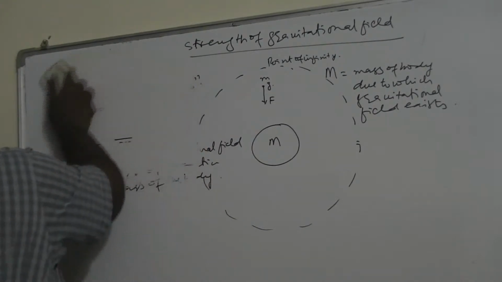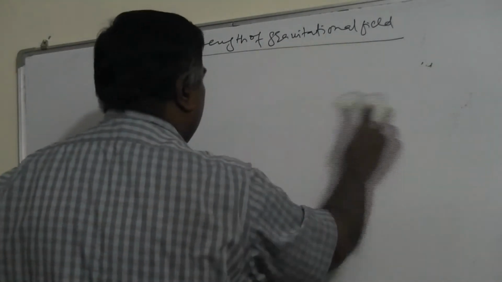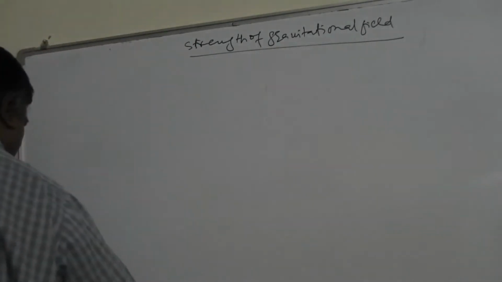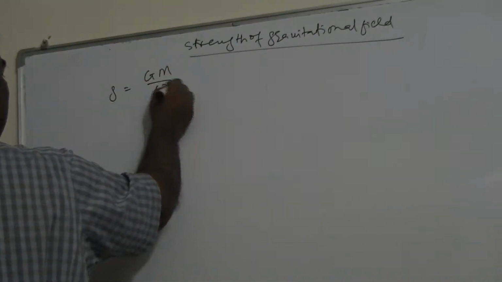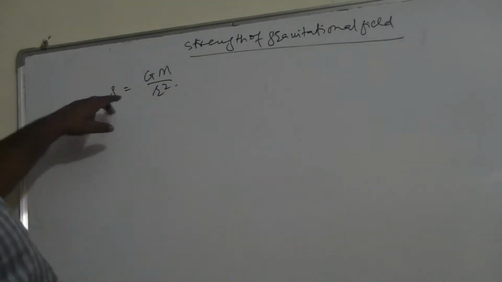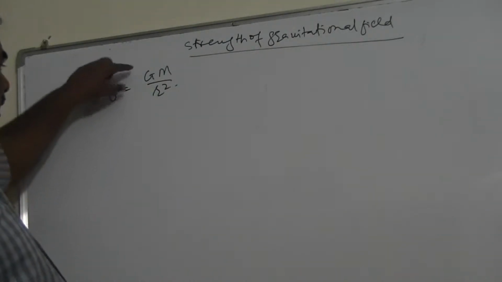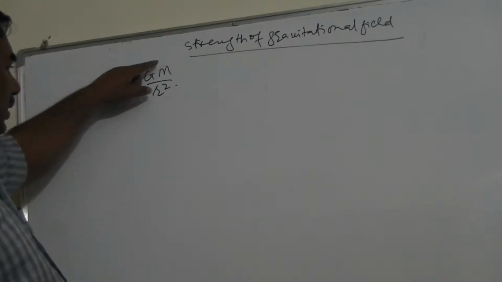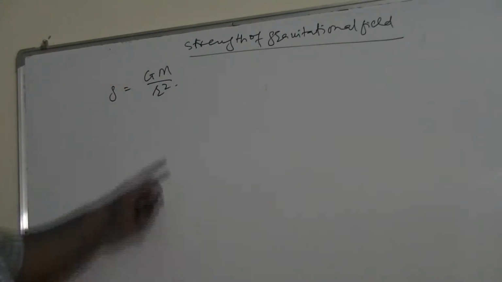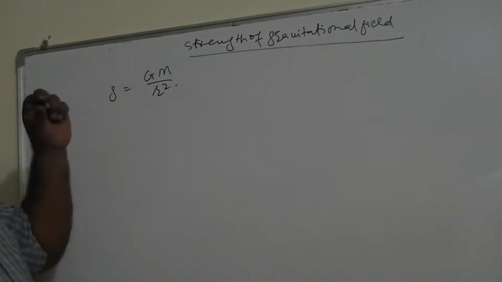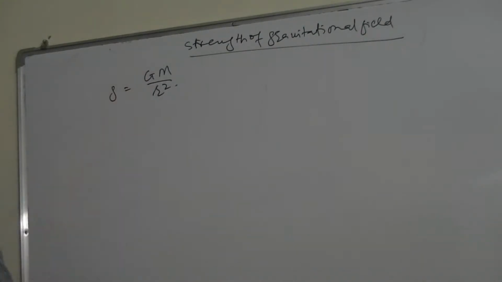Now the actual formula, which sometimes comes for proving also. They say prove that g is equal to GM upon r square, where the terms have the usual meaning. Usual meaning: g is the strength of gravitational field, capital G is the universal gravitational constant, M is the mass of the body due to which the gravitational field exists, and r is the distance of the point from the center of the body of mass M.